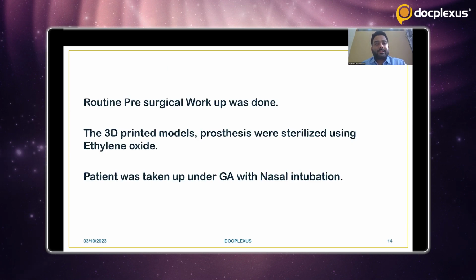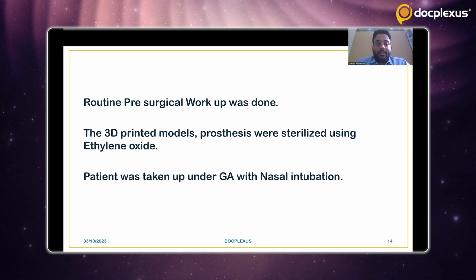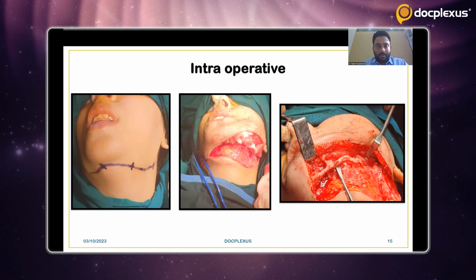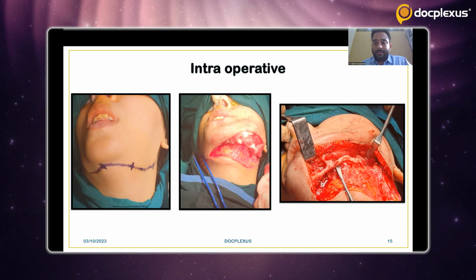A routine pre-surgical workup was done. Along with the 3D printed model, the prosthesis was sterilized using ethylene oxide so that it doesn't get exposed to excessive moisture and heat. The patient was taken up under general anesthesia with nasal intubation. So these are the intraoperative photos. Submandibular incision was taken and the fractured iliac crest was exposed. During the dissection, no vessels were encountered as they might have been previously ligated during the earlier surgeries.